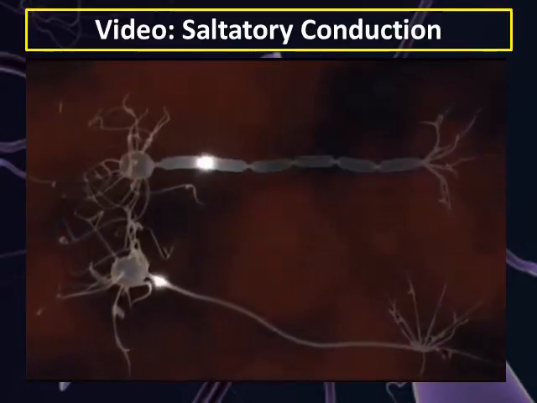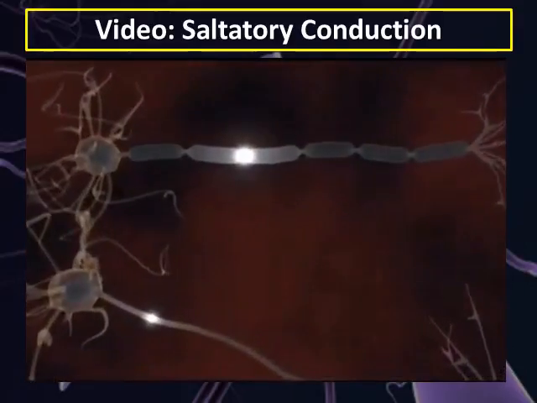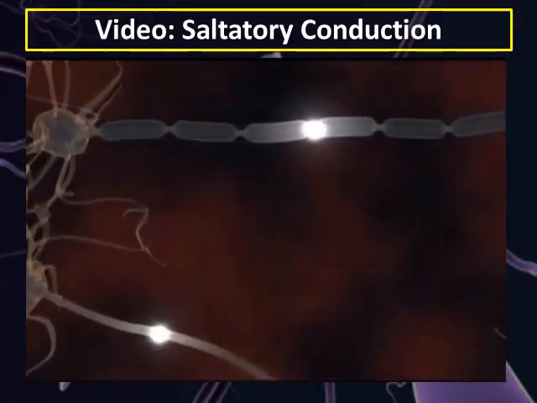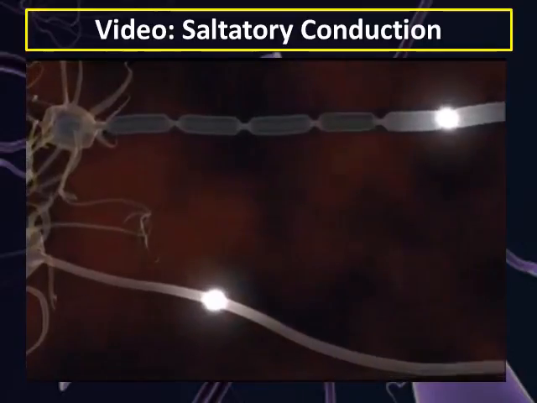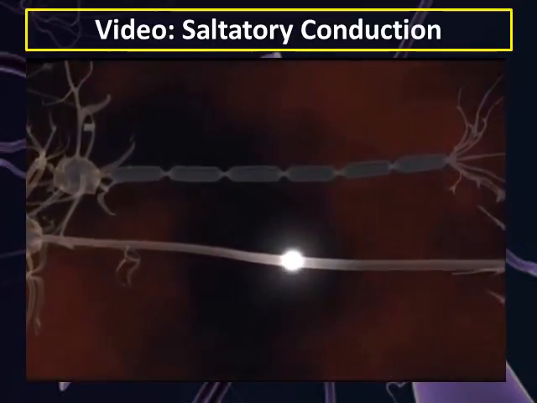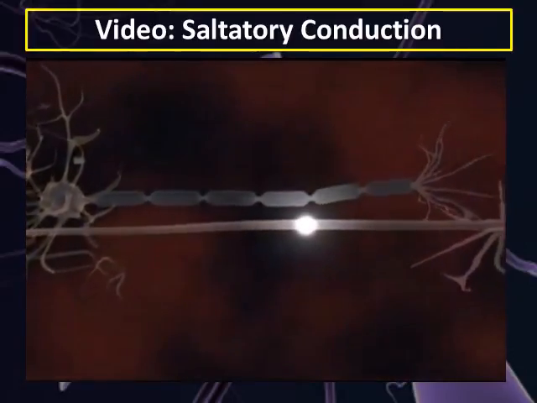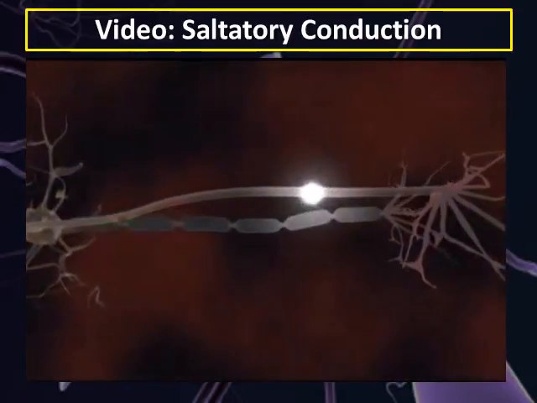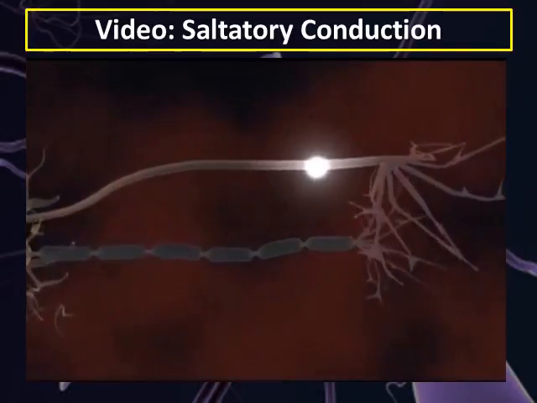Compare the unmyelinated axon with the myelinated axon. You can see that the action potential reached the end of the myelinated axon more rapidly than the unmyelinated axon. The speed of the propagation is faster going from node to node than action potentials that develop adjacent to the previous action potential.